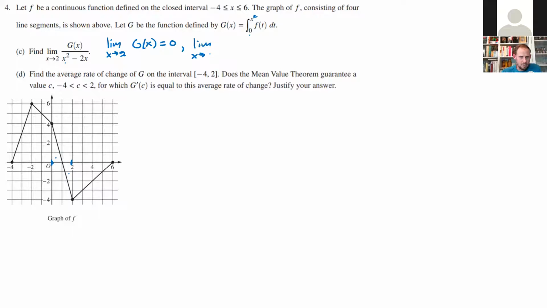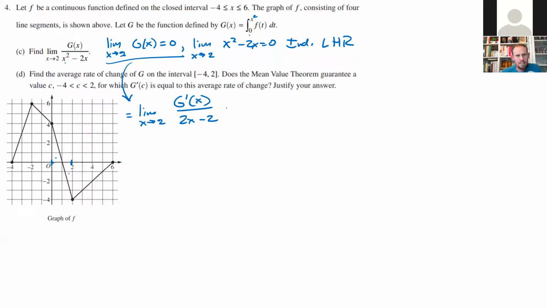The limit as x goes to 2 of x squared minus 2x equals 0. So it's indeterminate. So I'm going to use L'Hopital's rule. Remember, we can't just say it's 0 over 0. They get mad at us on the AP exam if we do that. We have to write out each separate part. All right, so if we use L'Hopital's rule, we'd have the limit as x goes to 2 of capital G prime of x over the derivative of this guy, which is 2x minus 2. If I plug in 2 to the bottom, no longer 0. I think it's fine just to say that. I don't think you need to write it out.